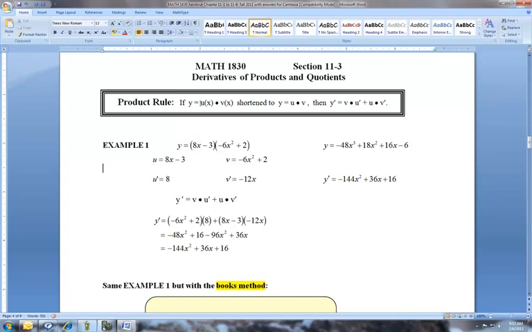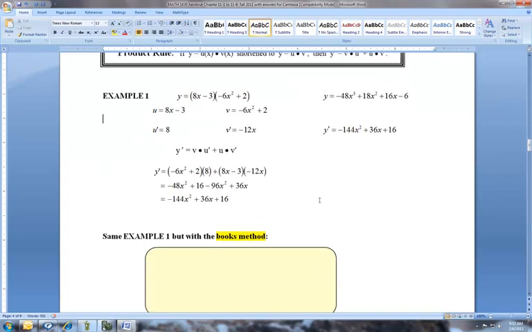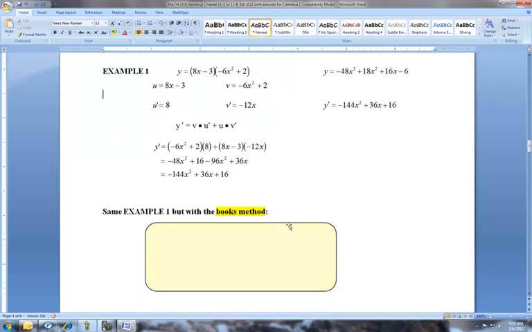So again, my product rule, y is equal to u times v. I need you to memorize this. Y prime is equal to v times u prime plus u times v prime. So commit it to memory. The next little bit is an example, same example, but with the book's method.